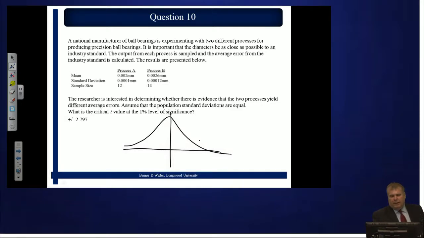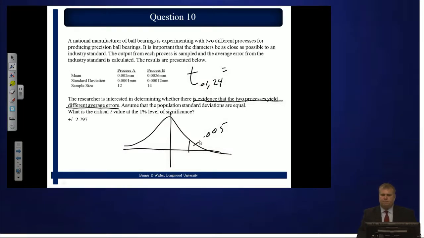This would be 0.005 if you were using a Z, but really you're going to look up a T and it's going to be 0.01, and it's going to be 26 minus 2, 24 degrees of freedom. So first off, you need to tell me, is there evidence that the 2 processes yield different errors? Is it a 1 or 2 tail test? Nothing in this suggests anything other than they're equal or not equal. It doesn't suggest that one is greater than the other, so this is going to be a 2-tailed test.